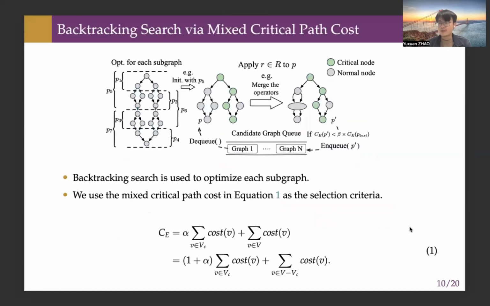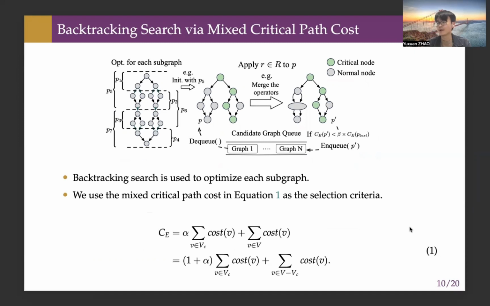Before describing the optimization solution for the entire graph, we first introduce the backtracking search method, which is used to optimize each subgraph. Equivalent computation graphs with different runtime performance can be generated by applying suitable substitutions.